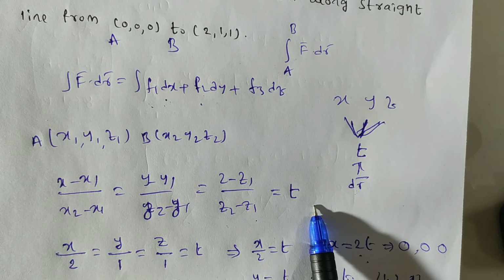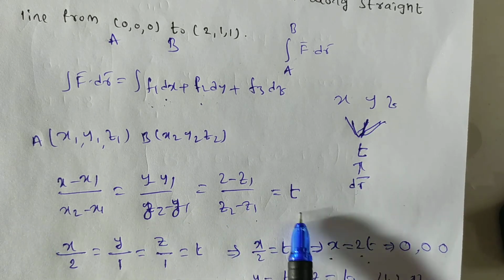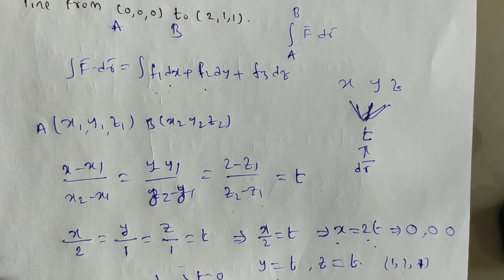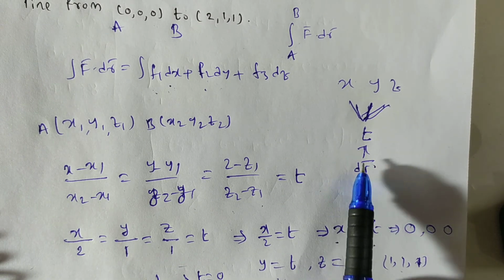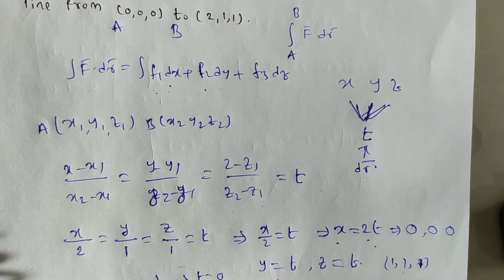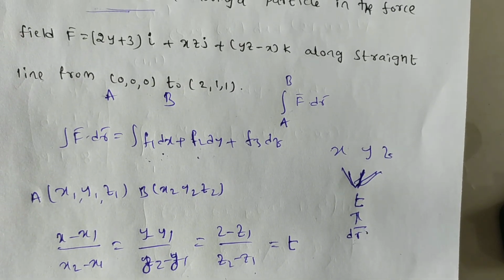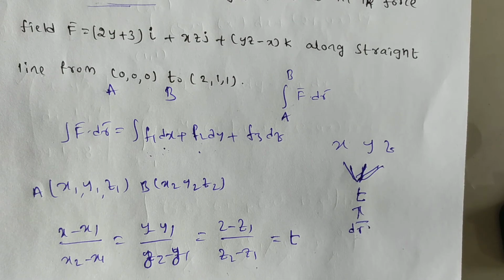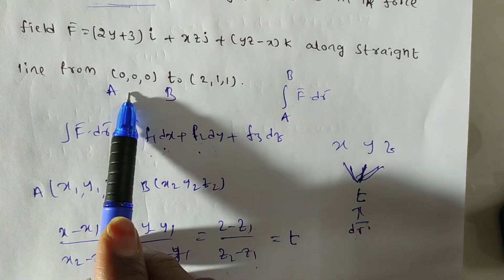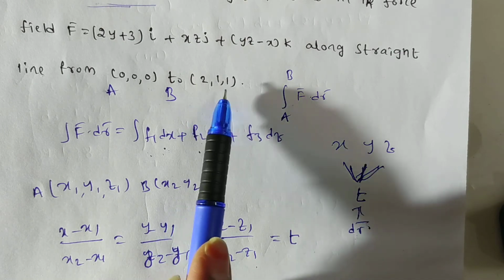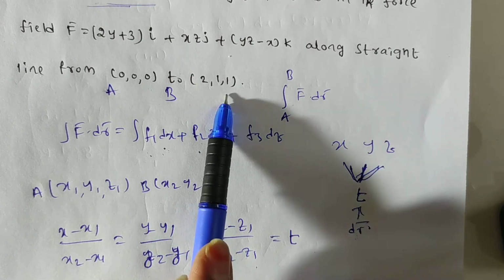We have to equate to t. Then you will get a straight line in terms of t. That is, x is in terms of t, y is in terms of t, z is also in terms of t. Then the entire function f is also in terms of t and dr is also in terms of t. Then the integrand will be in terms of t. So you require limits also in terms of t. If you substitute the lower limit of x, y, z, then you will get a lower limit of t. If you substitute x is equal to 2, y is equal to 1, z is equal to 1, then you will get the upper limit of t.